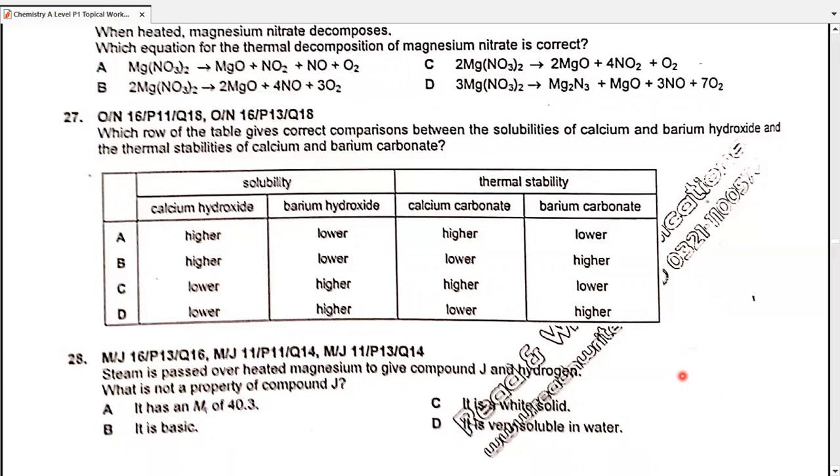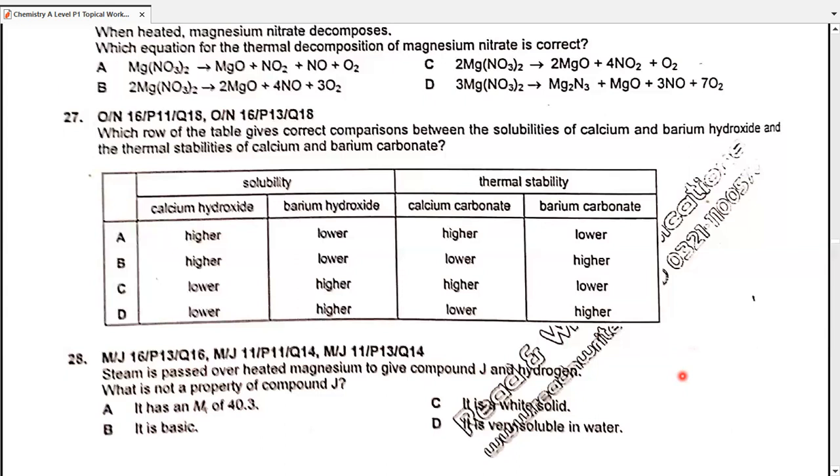Which row of the table gives correct comparisons between solubilities of calcium and barium hydroxides and thermal stabilities of calcium and barium carbonate? Solubility of calcium hydroxide is lower than barium hydroxide. So A or B cannot be it. Good. And then the thermal stability of calcium carbonate is also lower than that of barium. So D. Perfect. Next one.